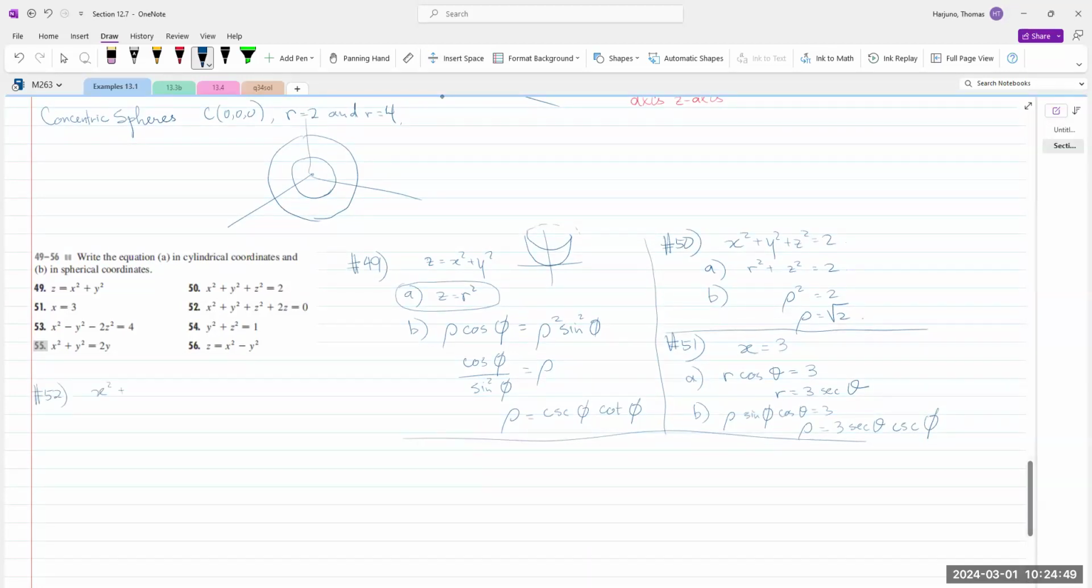x squared plus y squared plus z squared plus 2z equals 0. We know this is actually a sphere. Let's play around with this. This is a sphere centered at (0, 0, -1) with radius 1.